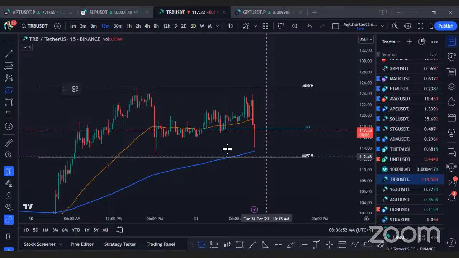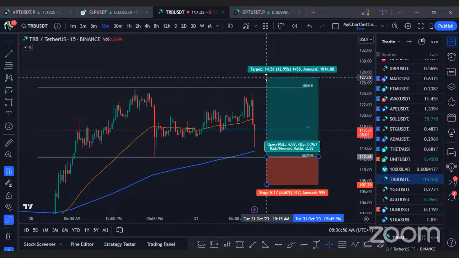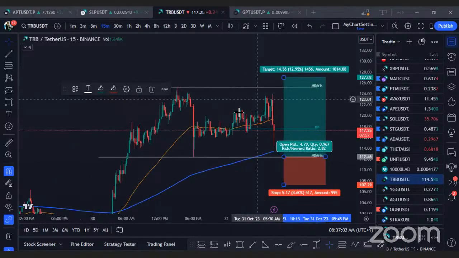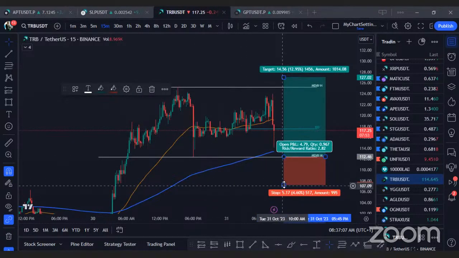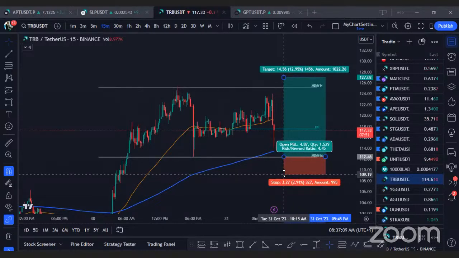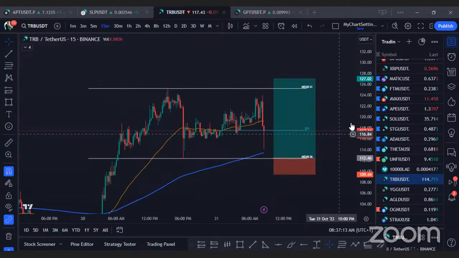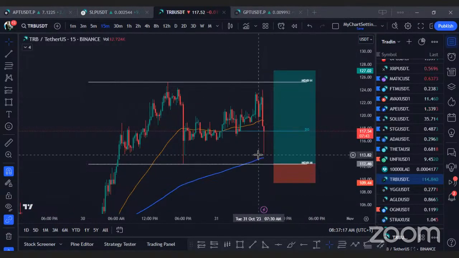So let's try that area again. Even 112, let's try 112. And this time around, if it goes up there, we'll just move our stop loss maybe to this middle here at 117, and we'll continue to hold. So our target for this is 145. And then put your stop loss slightly below. If that doesn't hold, then we just let TRB do its thing. We'll look for other tokens.